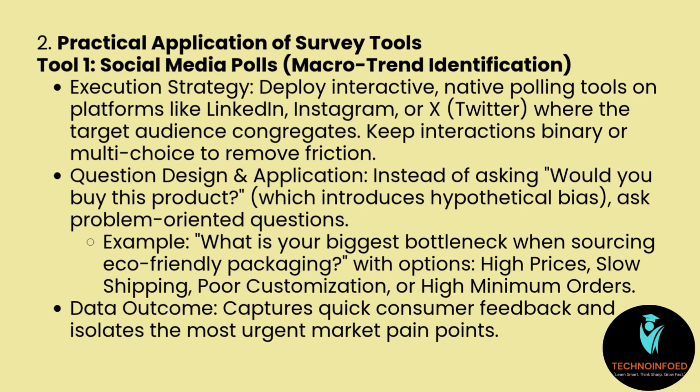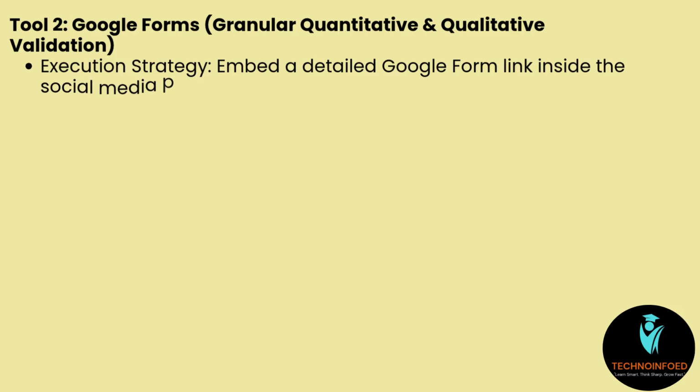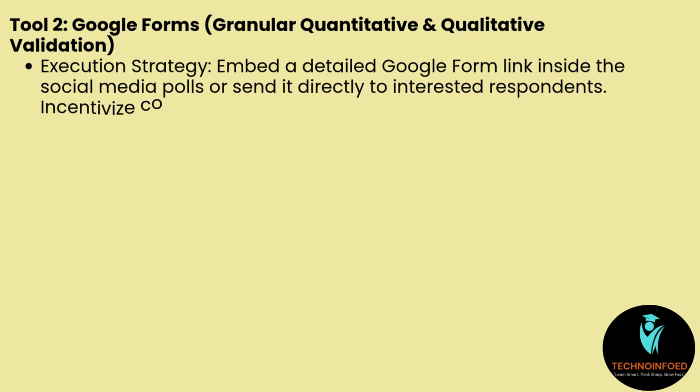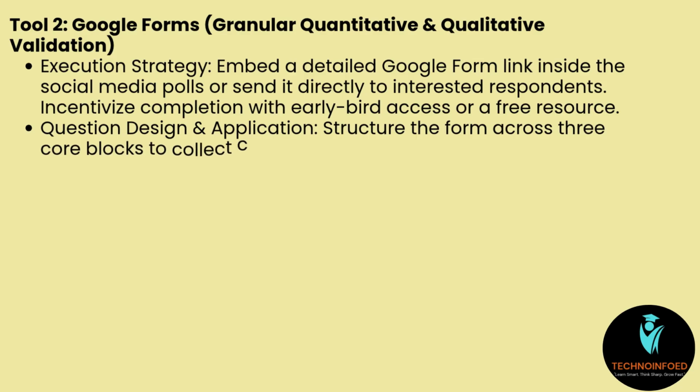Once the polls show you which problem is the most painful, you move to phase 2 of the funnel, applying Google Forms for deep, granular insights. You take the link to your Google form and share it with the highly engaged users who commented on your polls. To encourage them to fill it out, offer them an incentive, like 20% off your future launch or a helpful free guide. Inside the Google form, you shift from simple multiple choice to structured, qualitative questions.